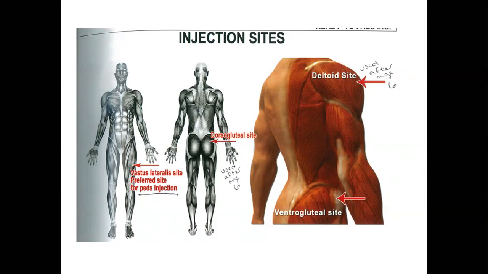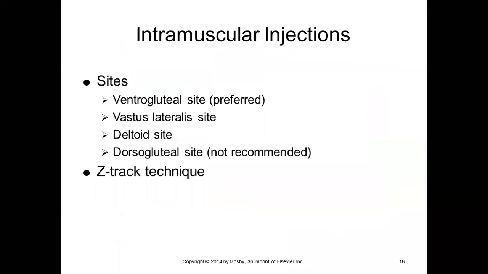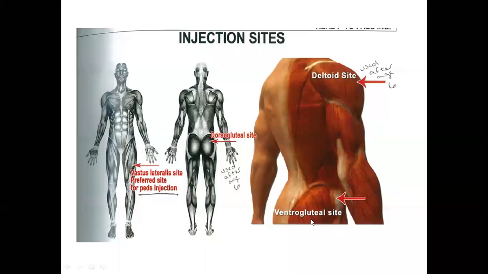But the NCLEX board asks a question: in the case of children or baby infants, what site do we use for intramuscular injection? Vastus lateralis. For the adult, we use the deltoid site. What are the other sites? The dorsogluteal site, right? So for intramuscular injection we also give in the ventrogluteal. In the picture, this is called the ventrogluteal site. This is the dorsogluteal site.